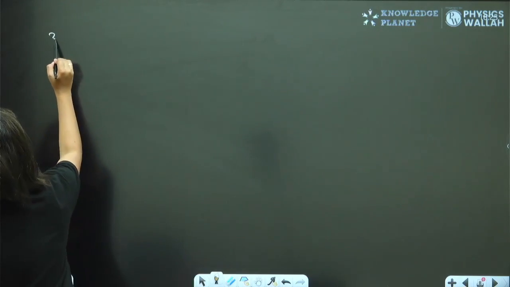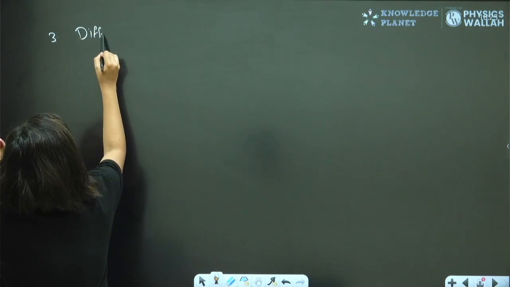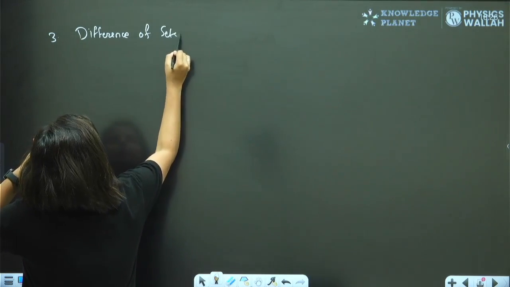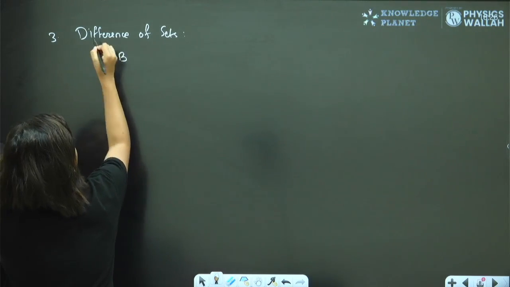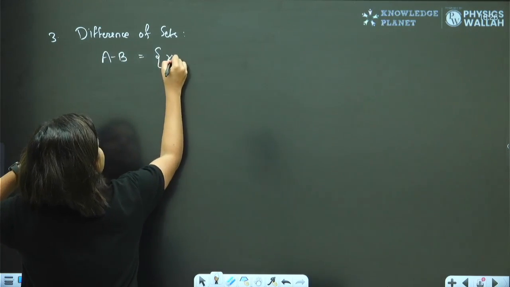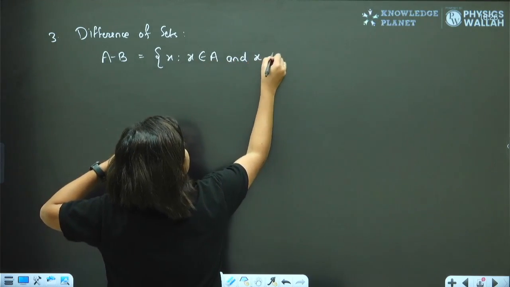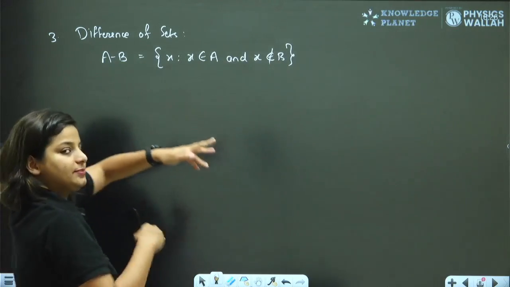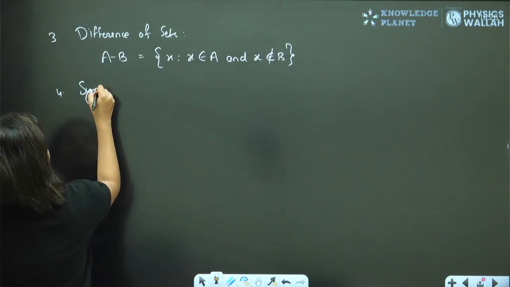The third thing after union and intersection, we saw difference of sets. Difference of sets is denoted by A minus B, wherein the definition is it is all x such that x belongs to A and x does not belong to B. A minus B. Right.